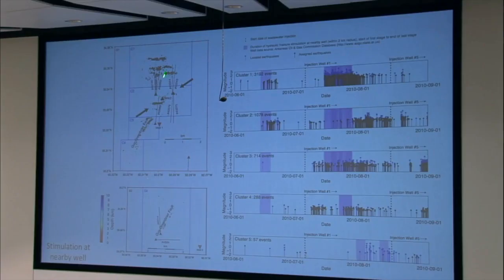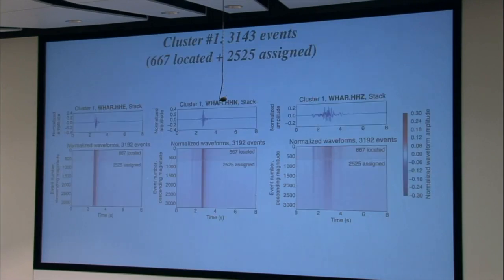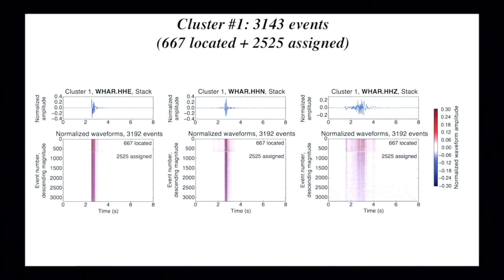So we're going to zoom in on this cluster 1 here, which is the one that's particularly rich. What's shown in purple are times of water injection, and then the black lines indicate there's an earthquake. So they're very strongly correlated. For this cluster 1, we were able to locate almost 700 earthquakes and associate or assign 2.5 thousand of them, and then this shows the wavelet similarities.